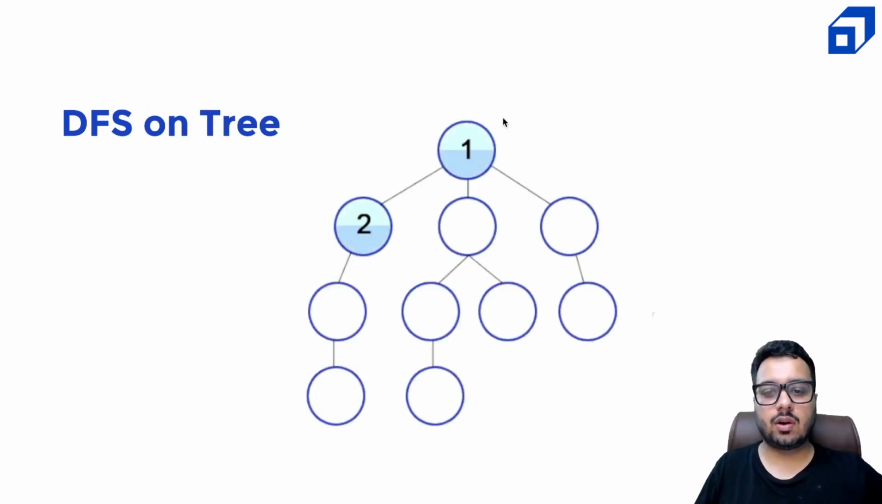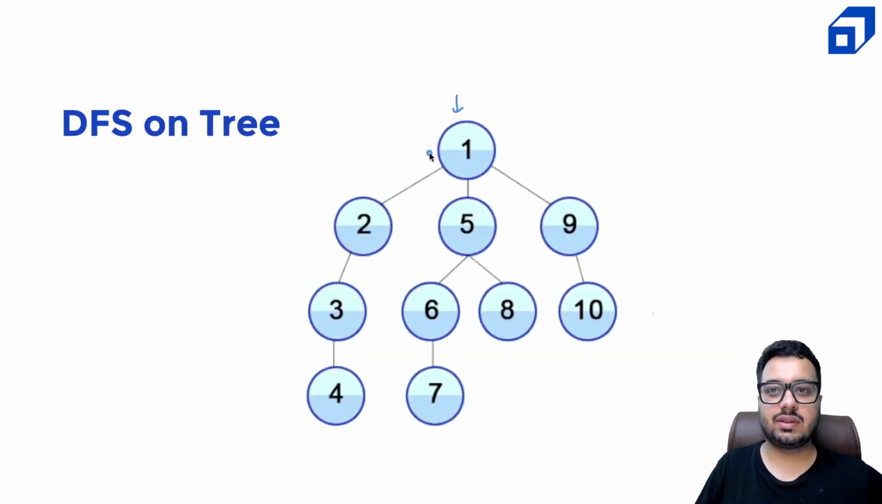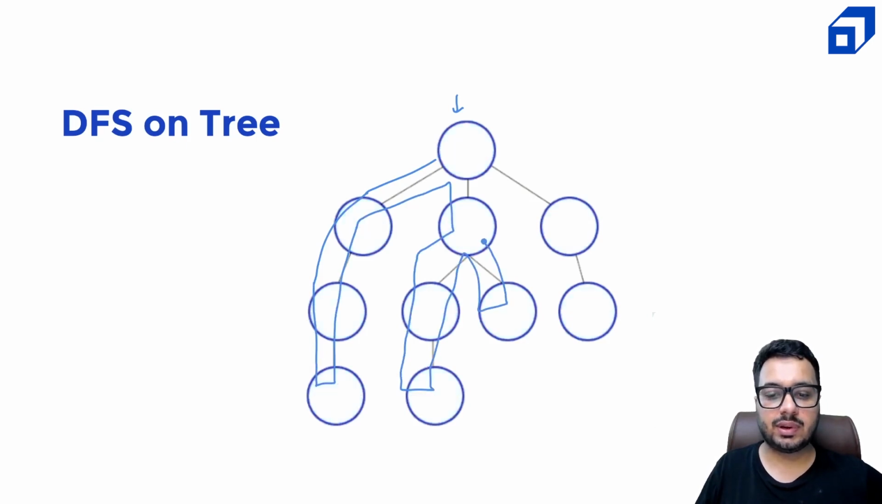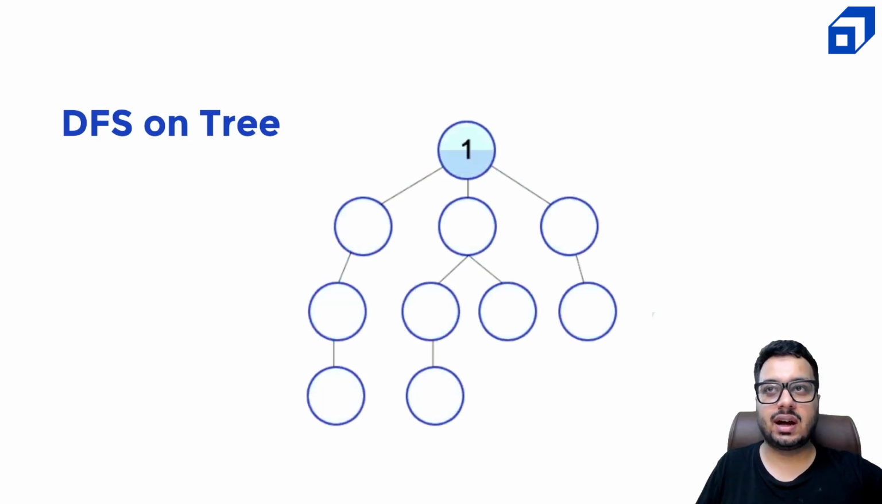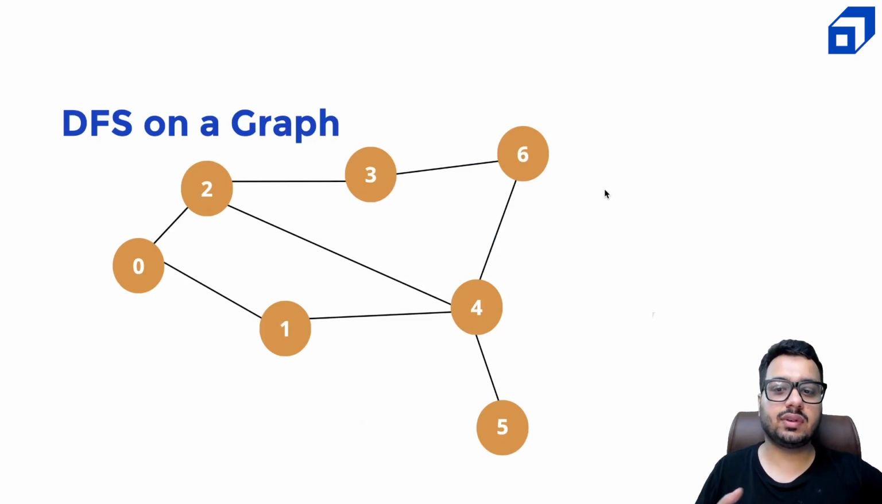DFS can also be used on a tree. If you have this tree, DFS will start from, let's say, the root node. It will go in this direction, here, here, here. Then it will backtrack and enter these branches. So it's just like the pre-order traversal that we have done on trees. But in the case of graphs, the situation is a little different. Why? Because graphs can contain a cycle. So we have to see what to do in the case of a graph.